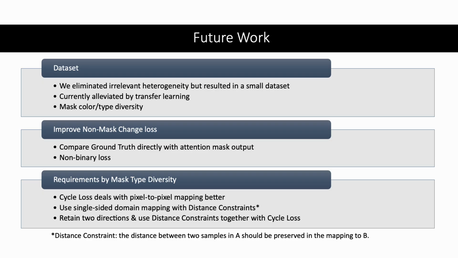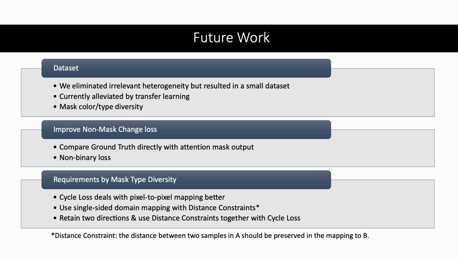Lastly, the increased mask type diversity in datasets should go with the corresponding loss function improvements. Different types of masks differ from each other in shape. Therefore, with mask type diversity, the image-to-image translator may need to change the shape of a mask. However, cycle loss is better at dealing with the pixel-to-pixel mappings. We think distance constraints could be a better candidate. It requires that the distance between two samples in A should be preserved in their mappings to B.